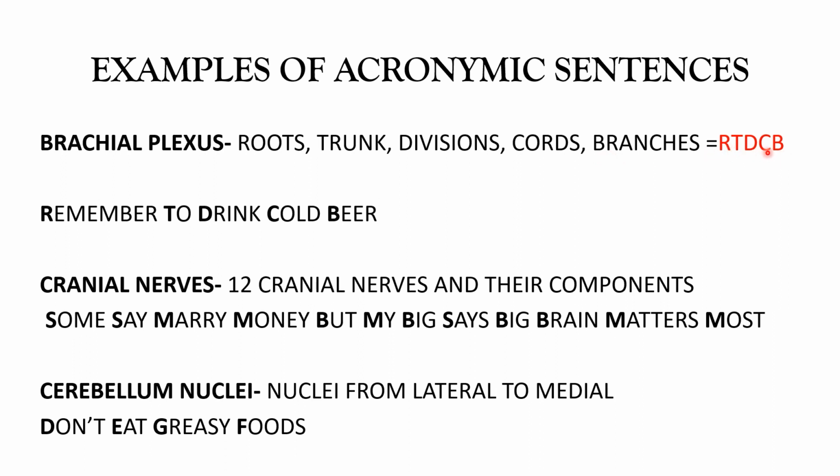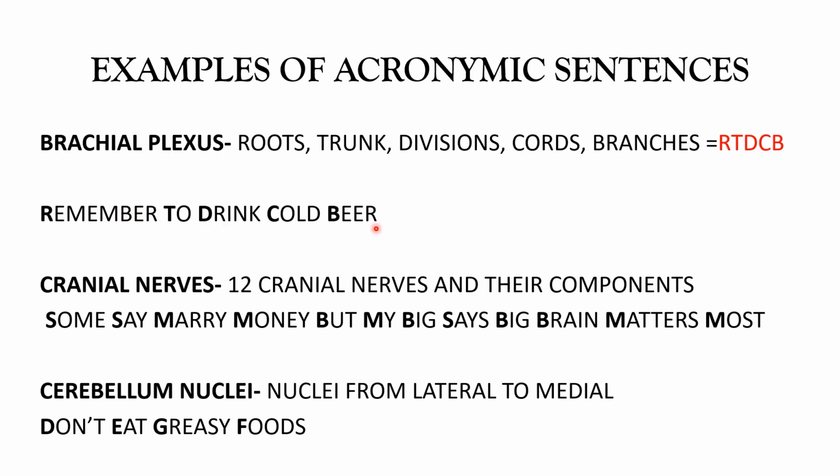Now you want to form words with these letters that would make sense. The first letter is R. Which word was formed from R? Remember. Then the other letter is T. Which word was formed from T? They use "to". And then D. They use the word drink to form D. And then the next letter was C. They use the word cold. And then B. They use the word beer. So remember to drink cold beer.